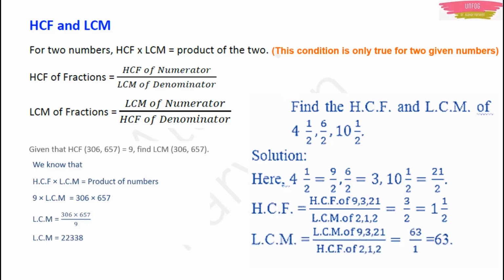Same way, do it for LCM also. LCM of numerator upon HCF of denominator. You have to find the HCF of 9, 3, 21 separately, and find the LCM of 2, 1, 2 separately. Then again, you divide them. Okay. Now you know how to find HCF and the LCM, right? So you try to find out in your book and then let me know in the comment section whether you are getting the same answers or not. Okay.